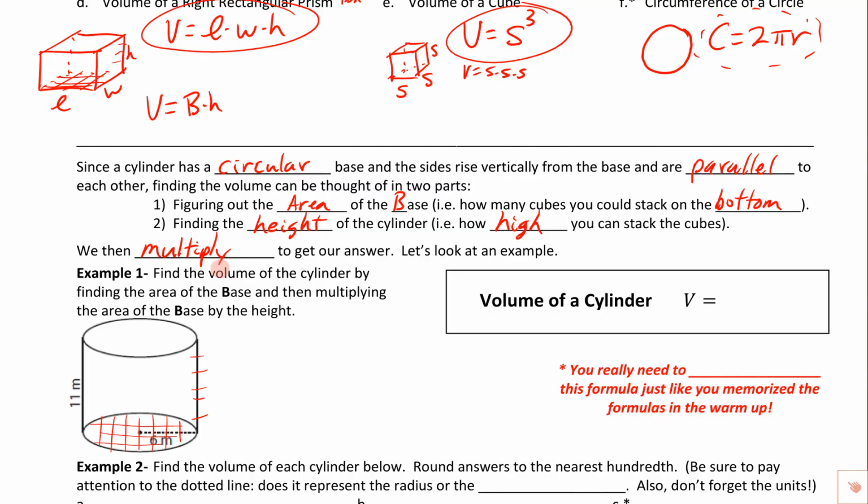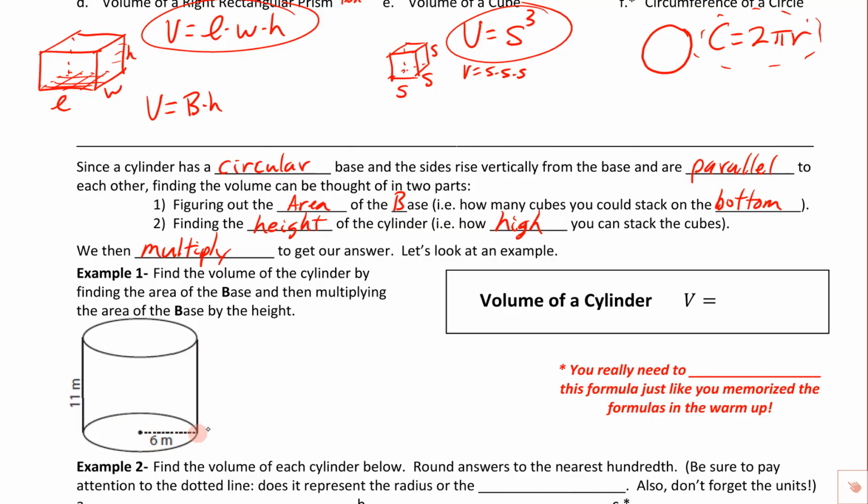So we're going to take a look at this example right here. We want to figure out the area of the base. So find the area of the base and then multiply the area of the base by the height. So we're going to figure out what the area of this is right here. What is the square units, or how many cubes could we fit on the bottom here?